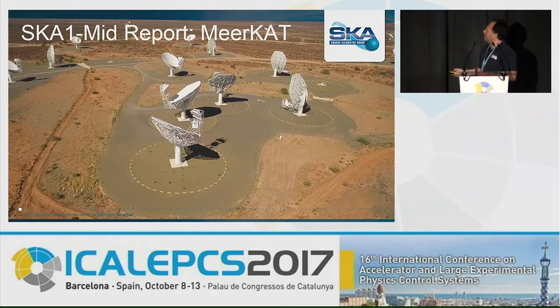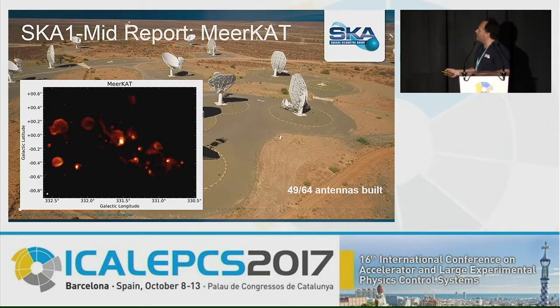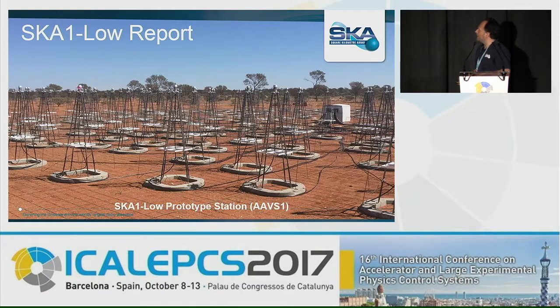And as we said, we're going to integrate MeerKAT. This is the precursor in South Africa. And currently, 49 of the 64 antennas have been built and integrated. And this is one of the images from the first light of MeerKAT.